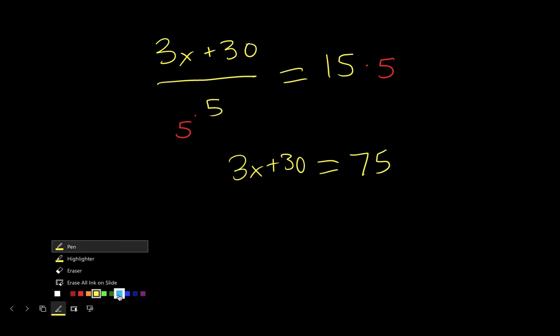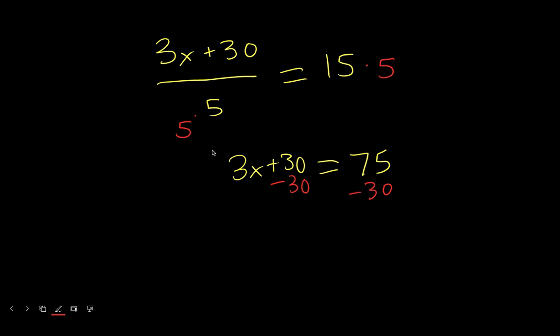Now we're just going to solve it like a normal multi-step equation, two-step or multi-step, whatever you want to call it. Subtract 30 from both sides. Isolate the variable. 75 minus 30 is 45. 45 is equal to 3x. Then we're going to divide both sides by 3, and we get 15. So x is equal to 15.